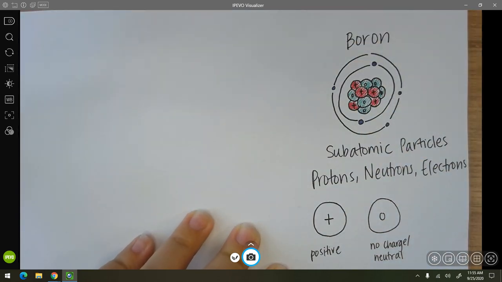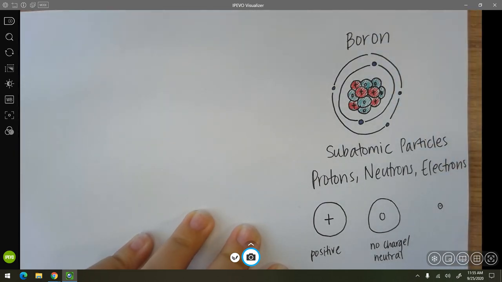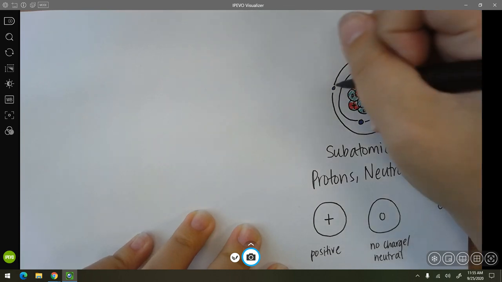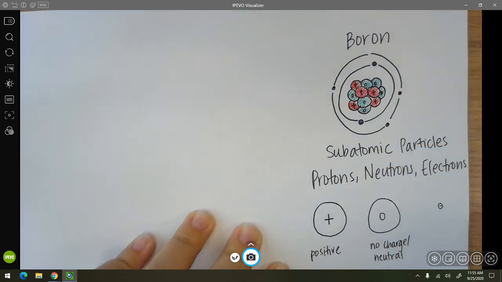And electrons, again, this is a model. Electrons are much, much, much smaller. So that would be my electron. And they are outside in the electron cloud, and they are negative. So you can see that little minus sign, and I could put little minus signs in each one of these, which is kind of hard to see because they're darker blue, but it's negative.